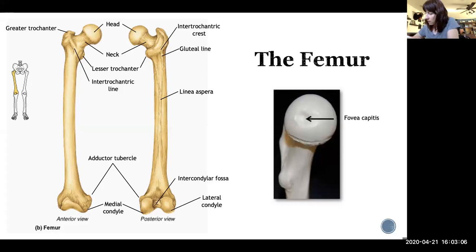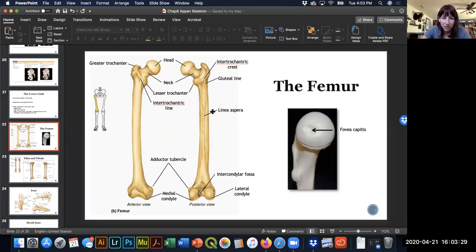And the fovea capitis is over here. That is actually part of the head of the femur. It is a little indentation in the head of the femur. And then the last thing is the popliteal space. And I think that's what I was getting ready to label when I must have been interrupted.